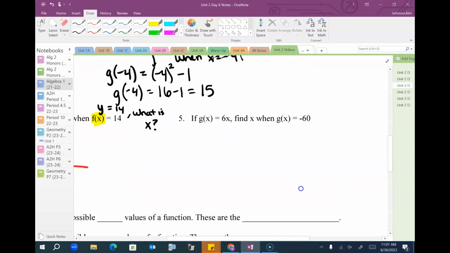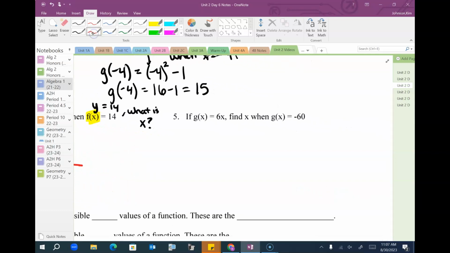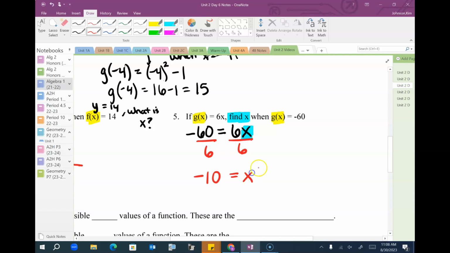Let's try that again with example 5, just so we have a second viewing. Okay, here they're telling us g of x is 60. So we're going to replace g of x. Oh, I'm sorry, they said negative 60. g of x gets replaced with negative 60. And then the rest of the equation gets brought down. So negative 60 equals 6x. Again, our goal was to find x. So we want to isolate the x variable. To do that, we'll divide by 6 on both sides. And therefore, x is negative 10.